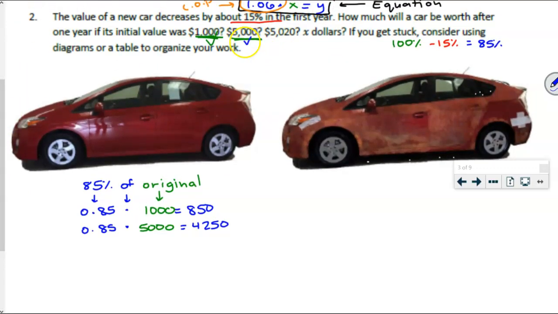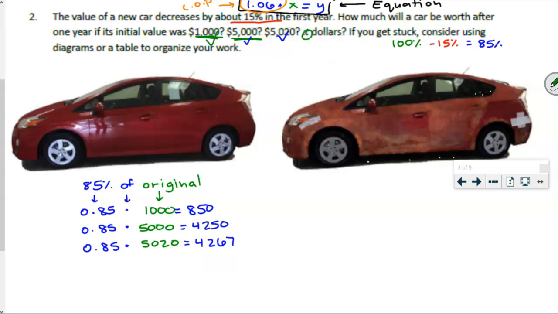What if instead of 5,000, what if it's just a little bit different, 5,020? 0.85 times 5,020. And what do we get, Trace? Please double check. You should have typed in 0.85 times 5,020. What do you get, Luis? $4,267.